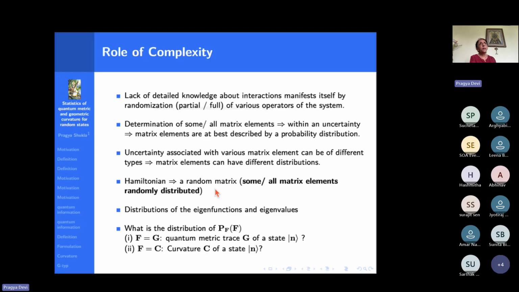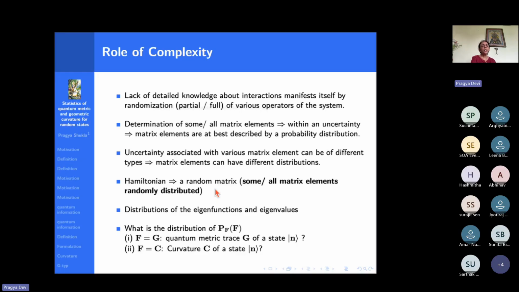Now, if the Hamiltonian is not well defined and it is a random matrix, how can you determine its eigenvalues and eigenfunctions? If matrix elements are distributed, then eigenvalues and eigenfunctions will also be distributed. And you just saw that you can write down the curvature or the metric trace in terms of the eigenvalues and eigenfunctions of the Hamiltonian in which you are interested. But now you have to deal with eigenvalues and eigenfunctions which are distributed.